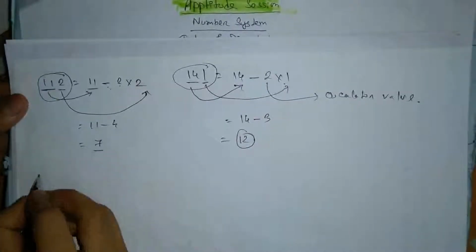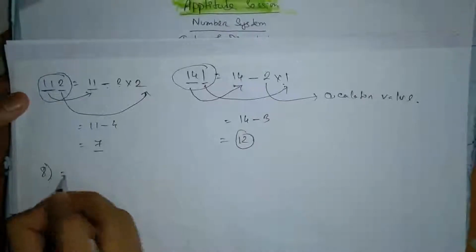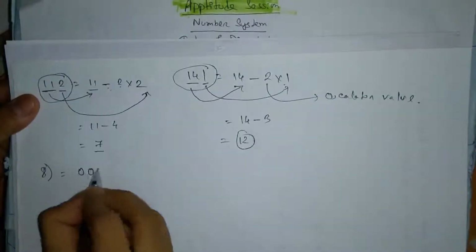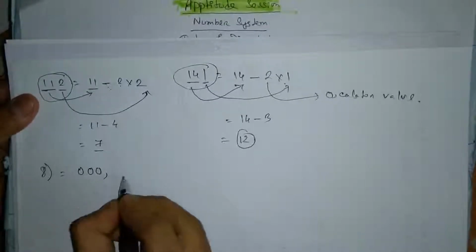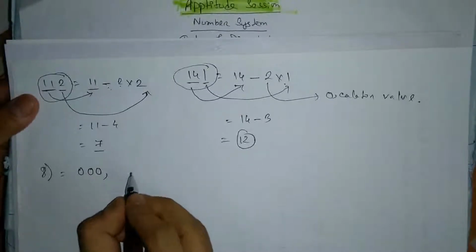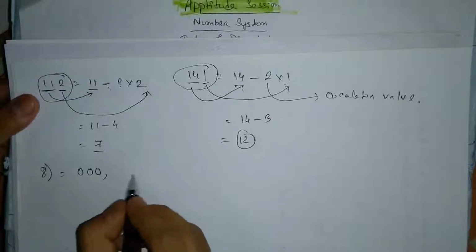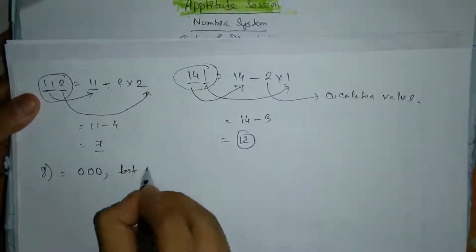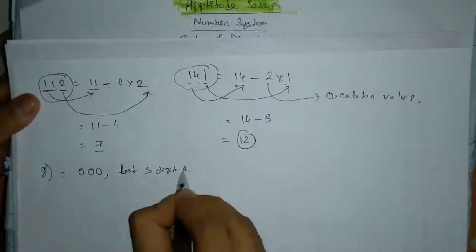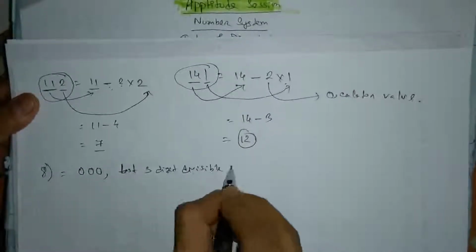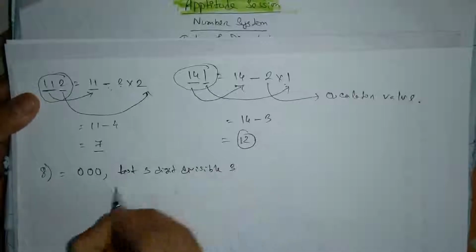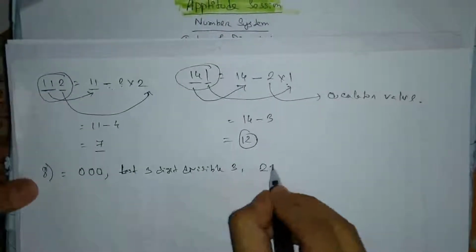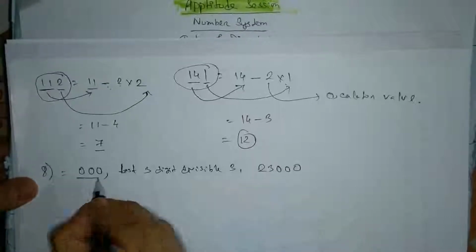In case of 8, if the last three digits of a number are divisible by 8, or the last three digits are 0, then the number will be divisible by 8, like 2 3 0 0 0 0 0.